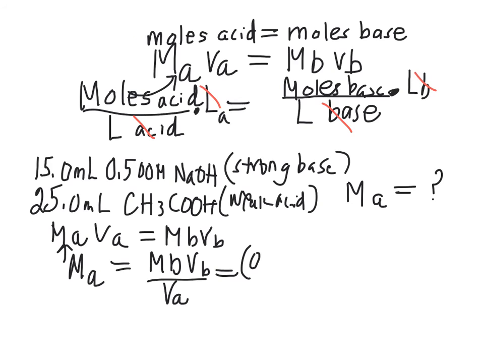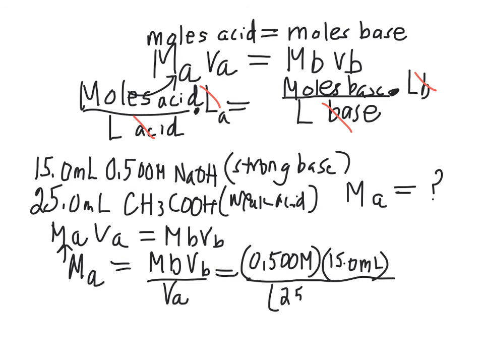Molarity of the base was 0.500 molar. The volume of the base used is 15.0 milliliters, divided by the volume of the acid. In this case, the two volumes are both in milliliters. Those units would cancel, so we don't have to convert to liters. If you're unsure, convert to liters. So the acid had to be measured very carefully. And we have 25.0 milliliters.